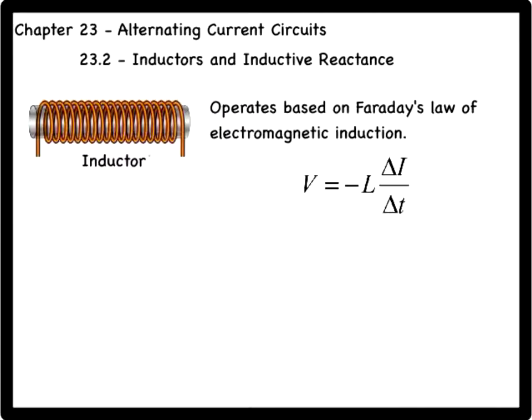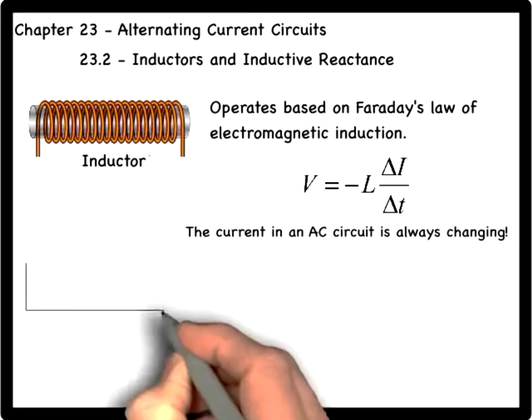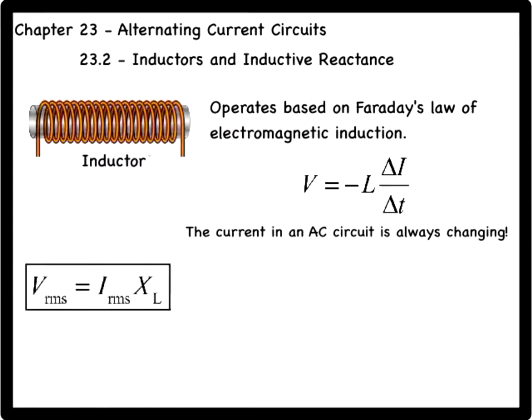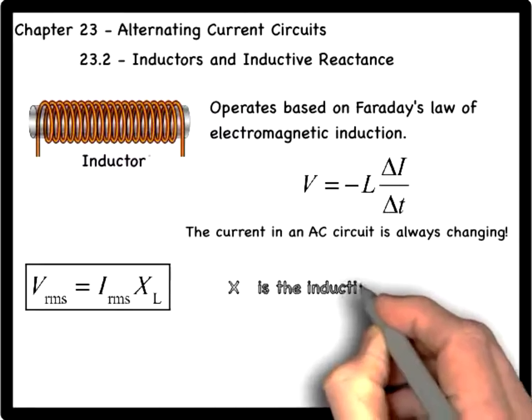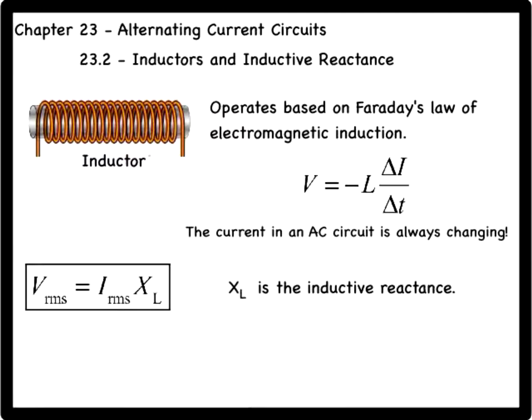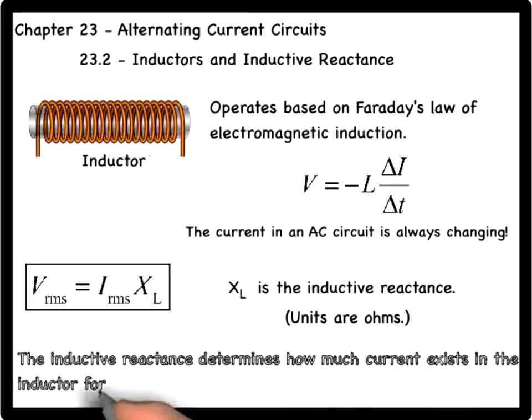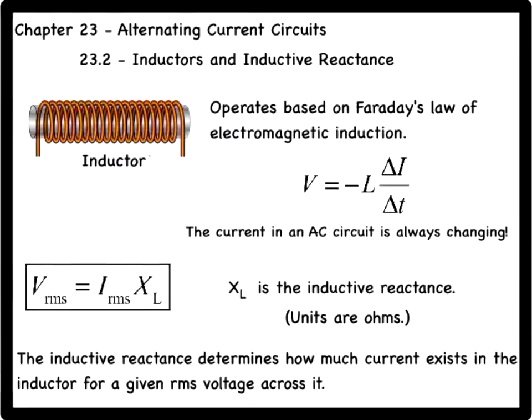Because the current in an AC circuit is always changing, an inductor can have a significant effect on the behavior of AC circuits by opposing any changes to currents flowing through them. We can use Faraday's law to show that the RMS voltage across the inductor is given by the following, where X sub L is called the inductive reactance. This is analogous to Ohm's law, where X sub L appears in place of the resistance. The inductive reactance, like the capacitive reactance, is measured in ohms, and it determines how much current exists in the inductor for a given RMS voltage across it.